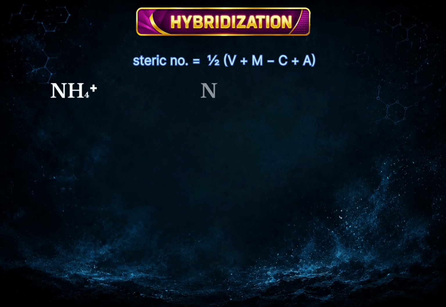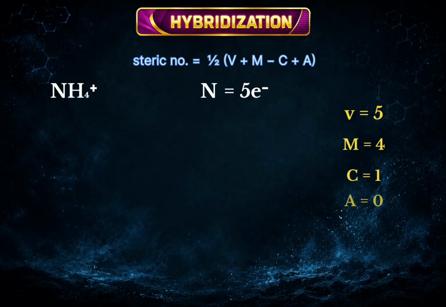NH₄⁺. The central atom is nitrogen. Nitrogen has 5 valence electrons, so V equals 5. There are 4 hydrogen atoms attached. Hydrogen is a monovalent atom, so M equals 4. The ion has a positive 1 charge, so C equals 1. There is no negative charge, so A equals 0.